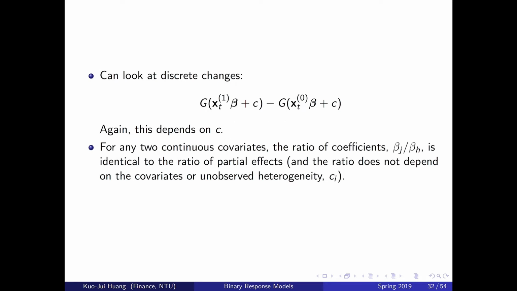What about the partial effect if x_t is discrete? Well, this is the difference between the two g functions of x_t beta plus c, as x_t changes from 0 to 1. And obviously, this term depends on c. But for any two continuous covariates, the ratio of partial effects is the ratio of coefficients beta j over beta h, because the two distribution functions cancel out in the calculation. So the ratio does not depend on the covariates or the unobserved heterogeneity c_i.